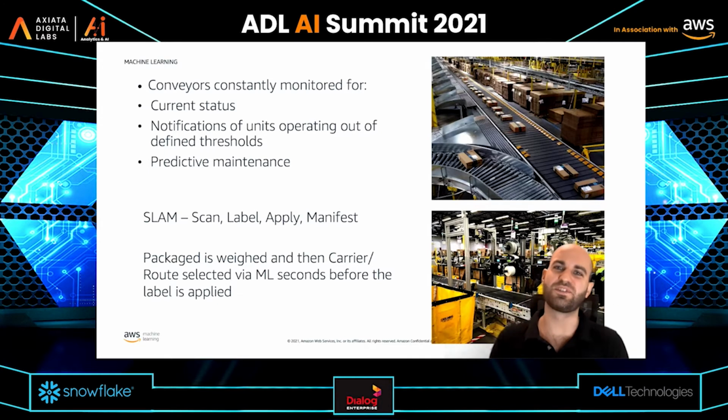Also, if you look within the fulfillment center, take for example these conveyor belts. Again, you have probably heard of predictive maintenance, which is very useful in the industrial space. We do exactly the same thing here. So all the conveyor belts are equipped with a lot of sensor technology.